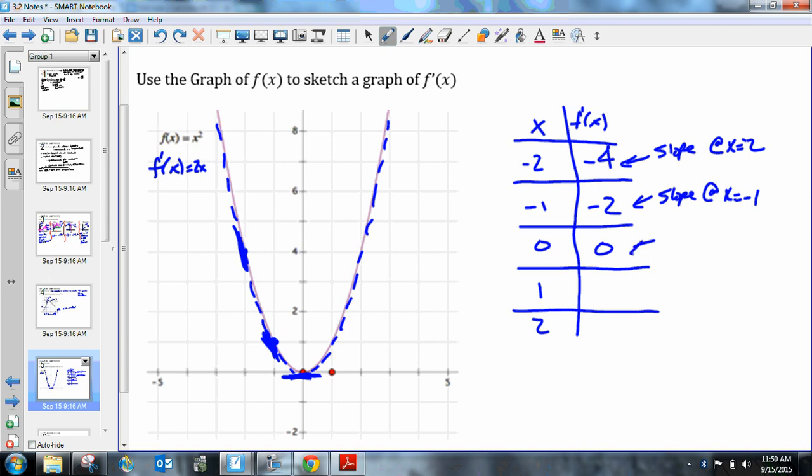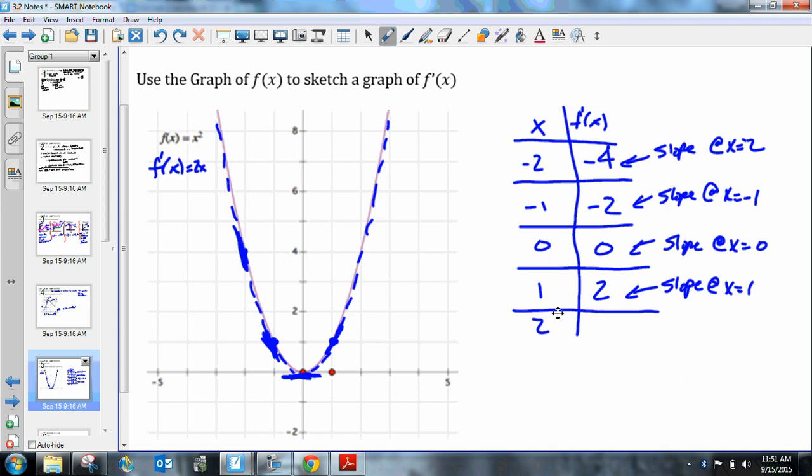Okay, and this is the slope at x equals 0. If I plug in 1, what's the slope of the tangent line at this point? If I plug that into my derivative, I'm going to get 2. And that's the slope at x equals 1.